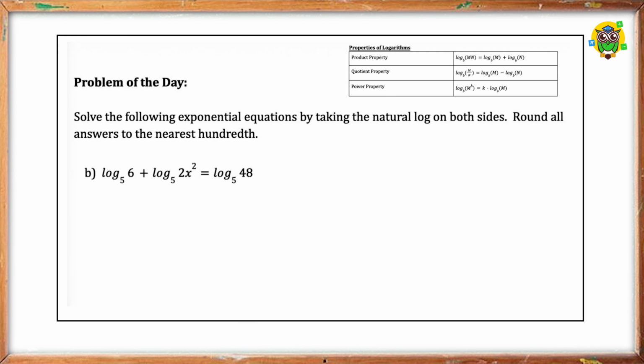Part B: log base 5 of 6 plus log base 5 of 2x squared is equal to log base 5 of 48. So we can start off using the product property due to the addition of logs. So let's rewrite. We have log base 5 of 6 times 2x squared is equal to log base 5 of 48.